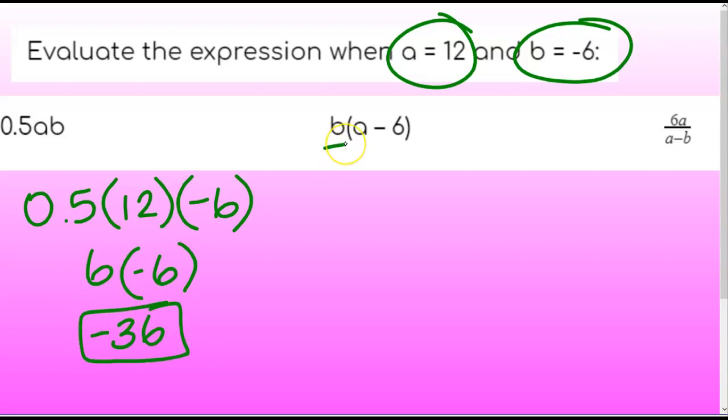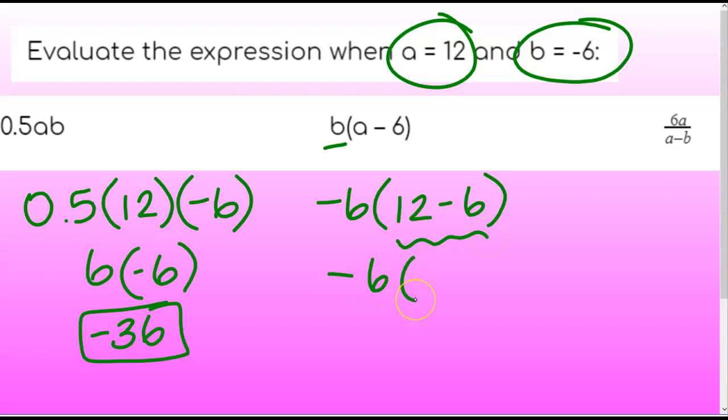Again, make sure you're lining up the letters correctly. So B is my negative 6, A is my 12, and then my minus 6. Order of operations says I have to do parentheses first. So I do a negative 6 times 12 minus 6, which is 6, which again is a negative 36.